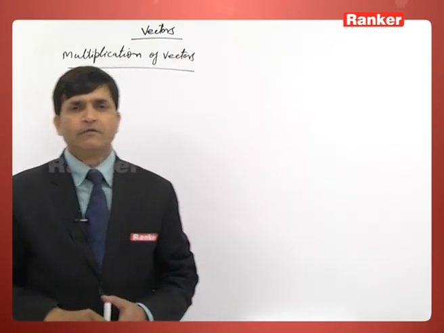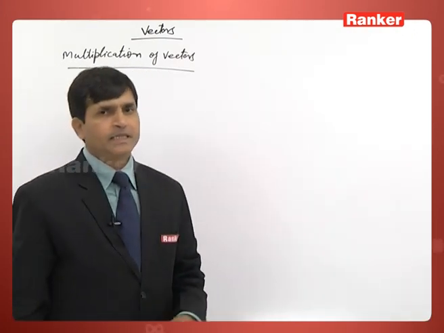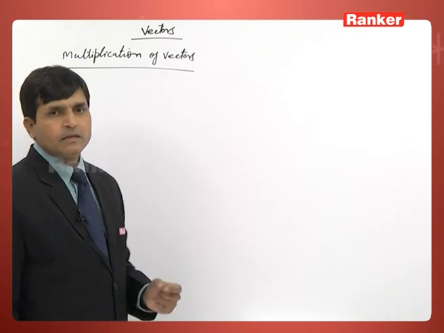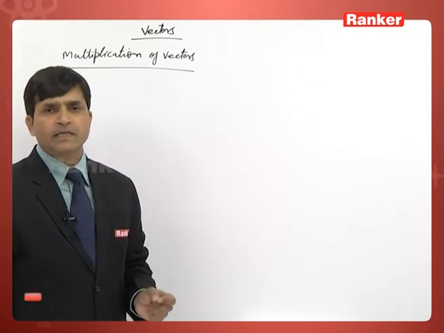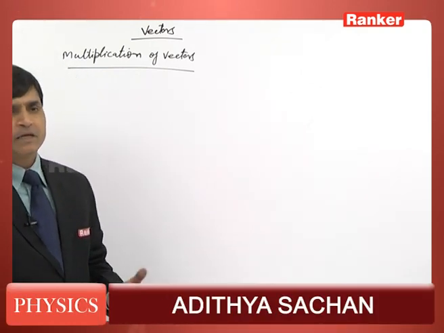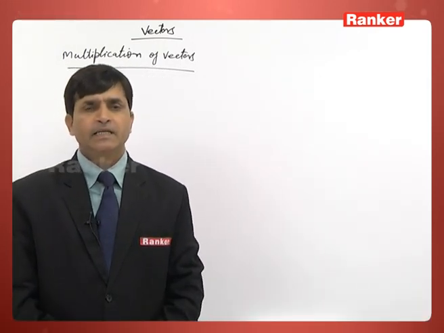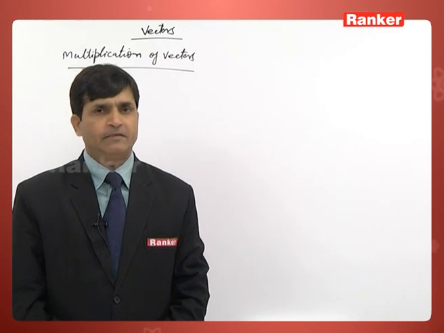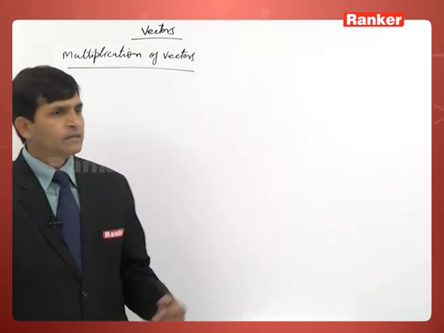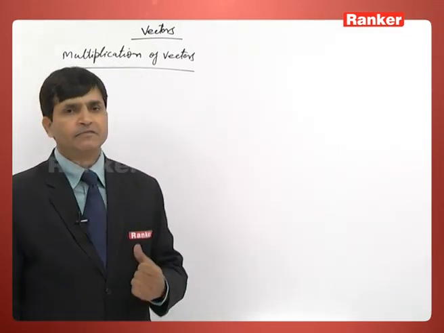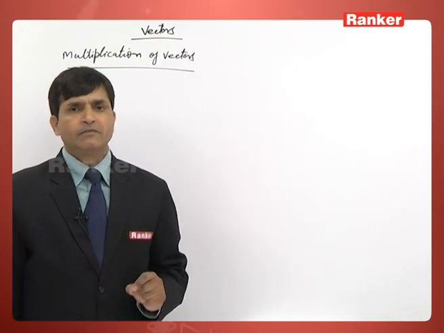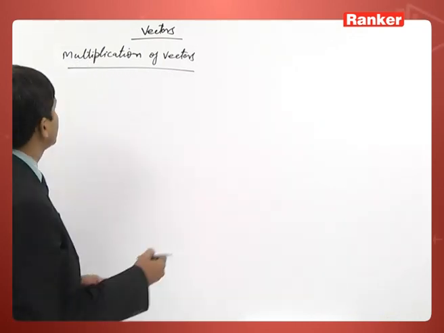So, multiplication of vectors has two parts. When we multiply two vector quantities, sometimes we get a scalar quantity, and sometimes when we multiply two vectors, we get a vector itself. So, on that basis we can define multiplication of vectors in two categories.